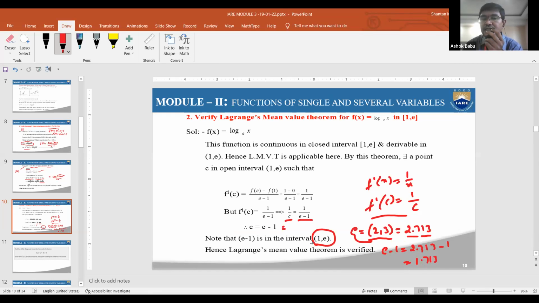Therefore, here the conditions are satisfied: the function is continuous and differentiable, and moreover f dash of c is equal to f of b minus f of a by b minus a. Then there exists c belongs to a comma b, which is also satisfied. Hence the Lagrange's mean value theorem is verified.